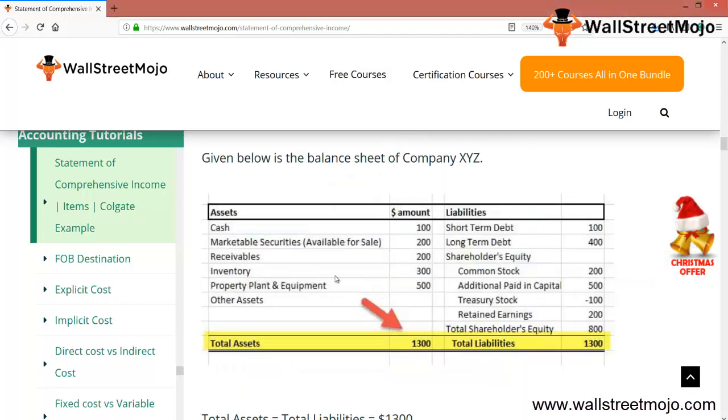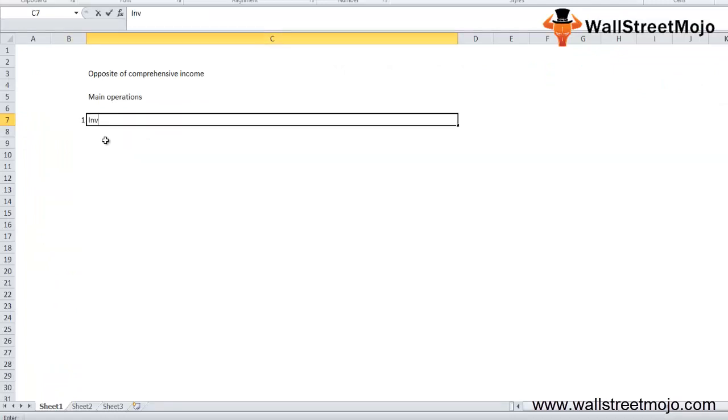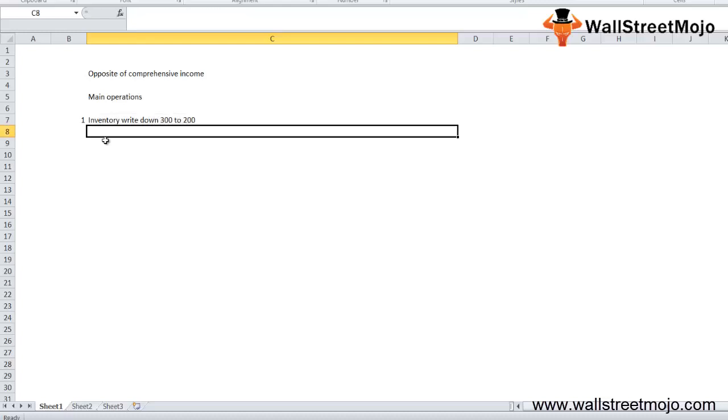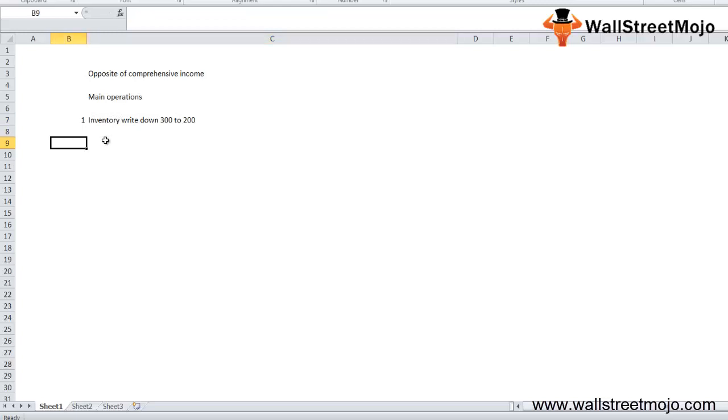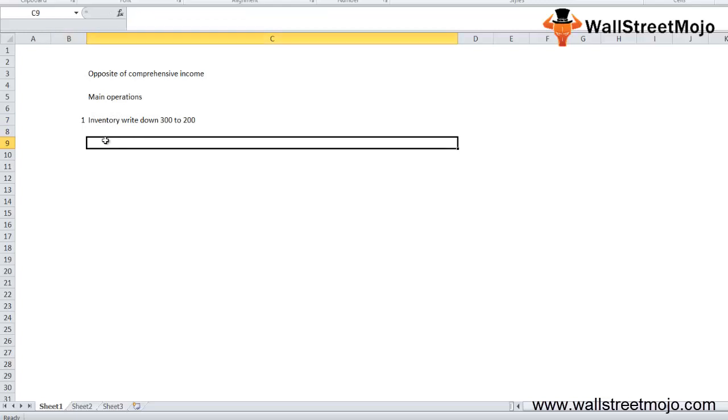Now over here, as you can see, the total assets is standing at 1300. The total assets and liabilities have to be equal, and it is standing at 1300. First, let's say the inventory write down is from 300 to 200. So if the value of the inventory decreases from 300 to 200, then the total assets amount in the balance sheet will also decrease by 100.